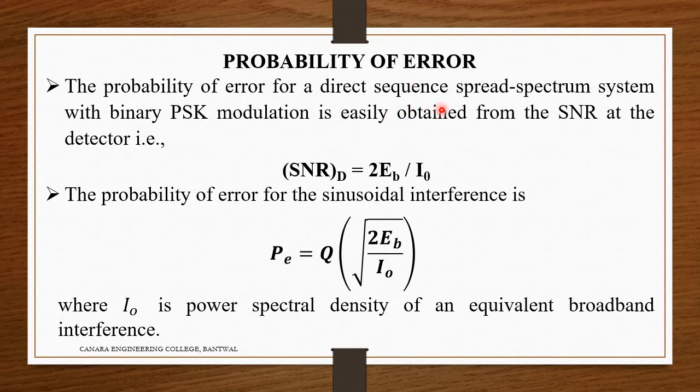The probability of error for the direct sequence spread spectrum system with binary PSK modulation is easily obtained from the SNR at the detector. That is, SNR_D is equal to Eb by I naught. The probability of error for sinusoidal interference is P_e equals Q of square root of 2 Eb by I naught, where I naught is the power spectral density of an equivalent broadband interference.